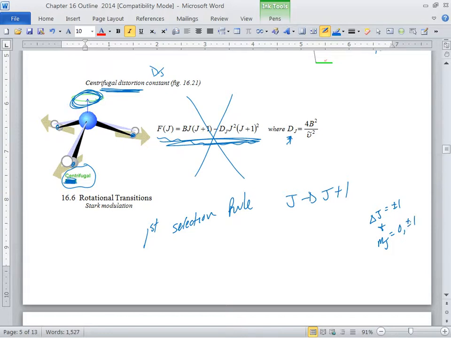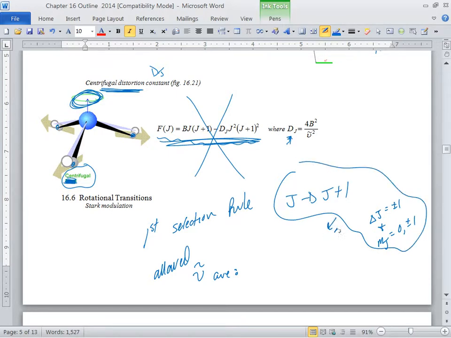So what are the allowed wave numbers? I just copied this from the book. So this is coming from this. They did the math for us. We don't have to worry about it. Okay, what were they? 2B times J plus 1. Those are our allowed wave numbers. Remember, we had some selection rules once before. I think we came up with a couple before, but we haven't had very much.